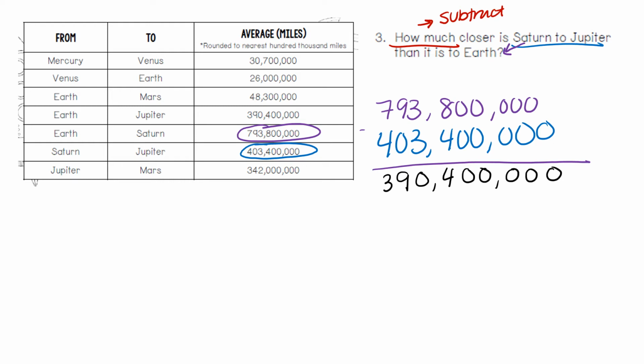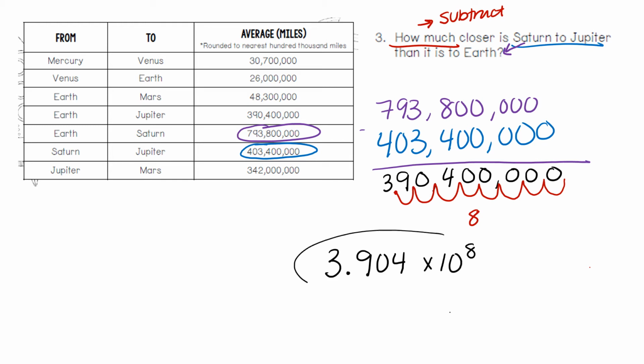We want to write that answer in scientific notation. And so we're going to have to move our decimal point till it is behind the first number, which is 3, meaning we have to move the decimal 1, 2, 3, 4, 5, 6, 7, 8 times. And so our answer becomes 3.904. We keep the 0 if it's in the middle. Always times 10 to the 8th power.